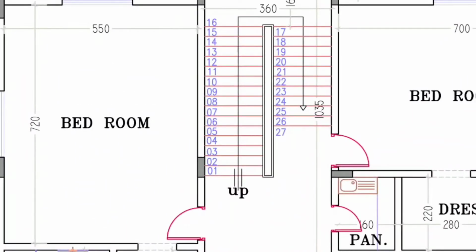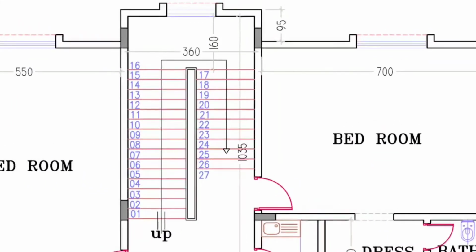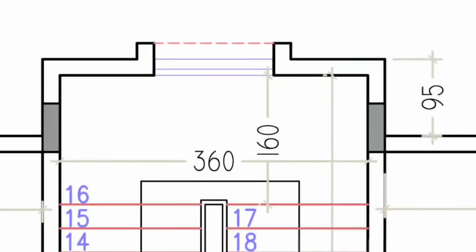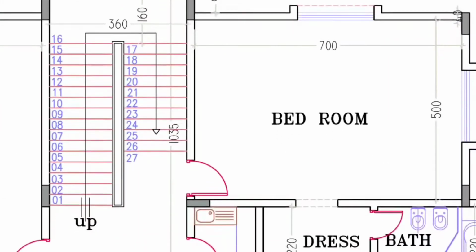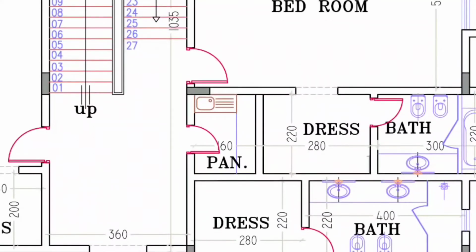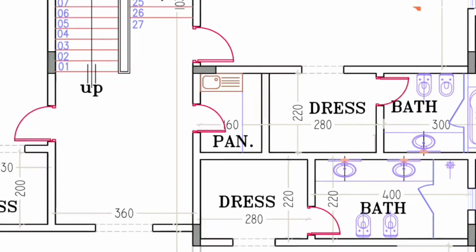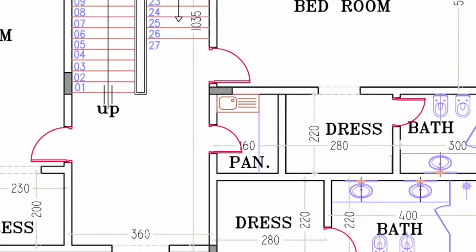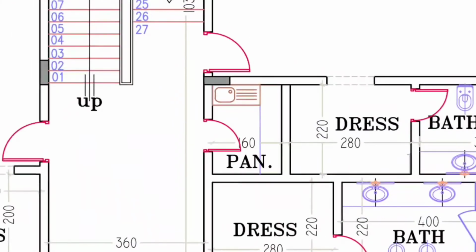So we are reaching here, and this side window is for stair. Then this bedroom, 700 by 500 centimeter, and this attached bathroom with dress, 220 by 280, 300 by 220. This is our pantry, 160.